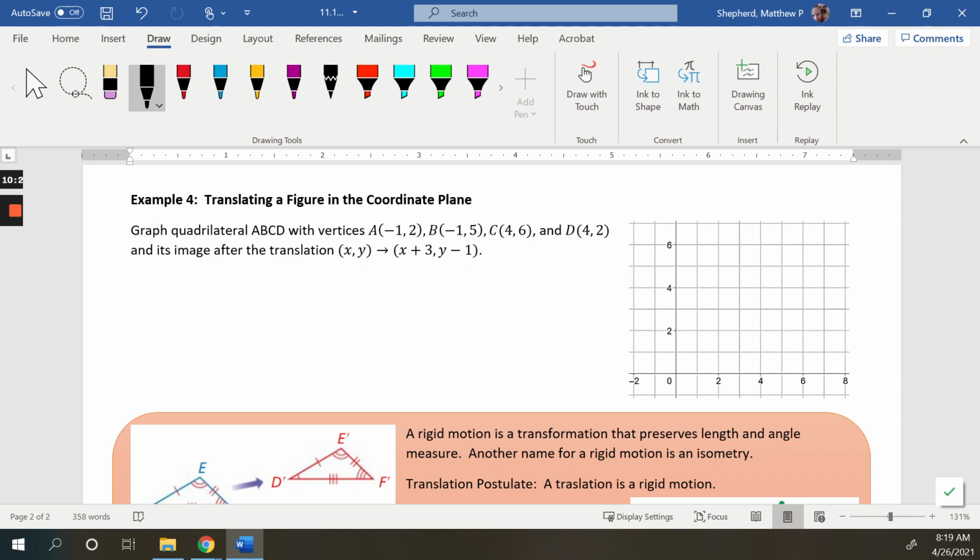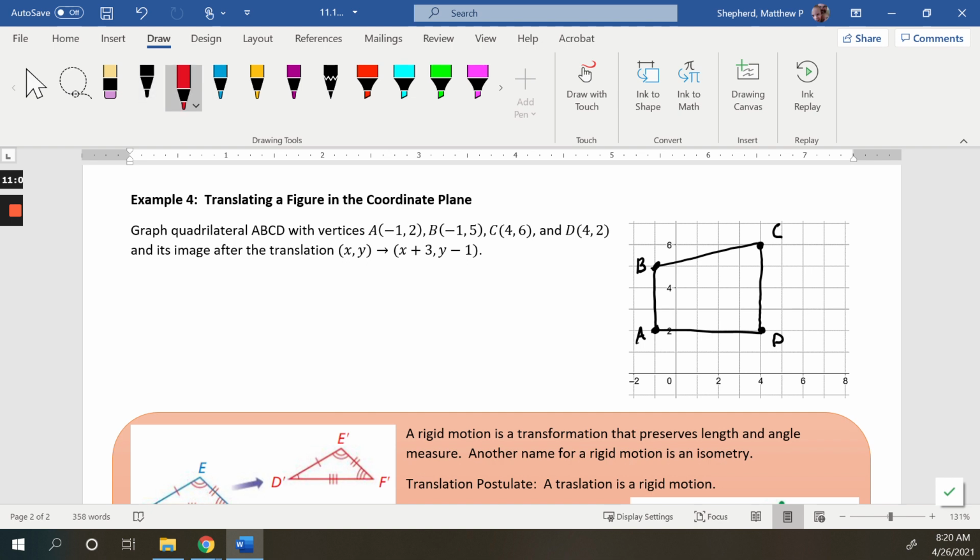All right, next we need to graph the quadrilateral ABCD with vertices A at -1, 2. B is at -1, 5. C is at 4, 6. And D is at 4, 2. All right, and its image after the translation.